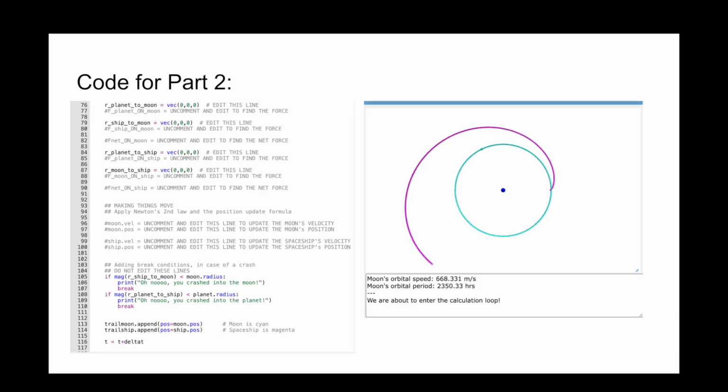And then for part 2, on the left is my code, and this is how Newton's second law is incorporated, because we use position update and velocity update, which are derived from Newton's second law. And then on the right, you can see the projection that occurred when I ran the experiment, and you can see the ship in purple breaking free from the gravitational force of the black hole.